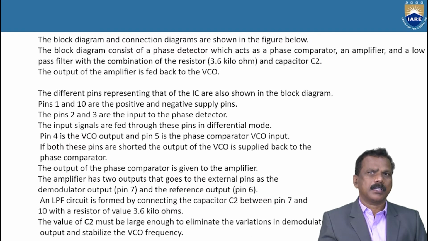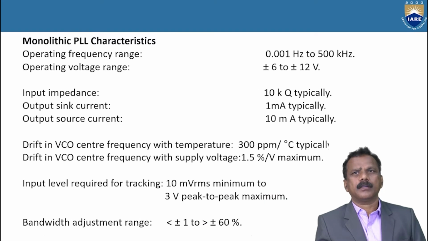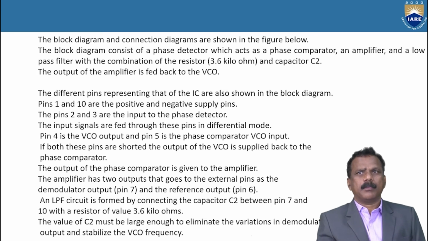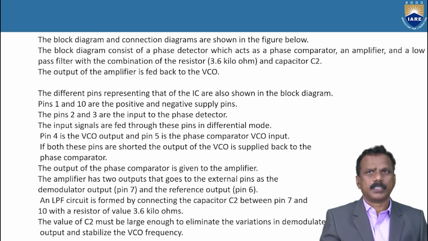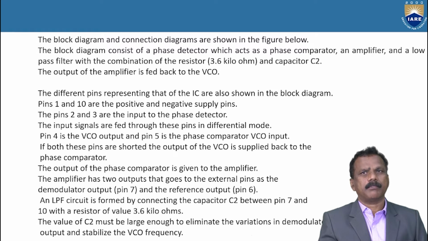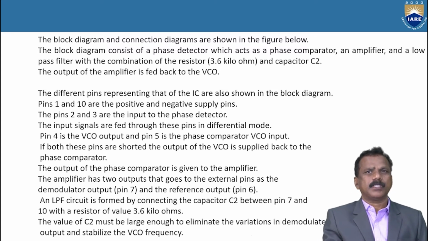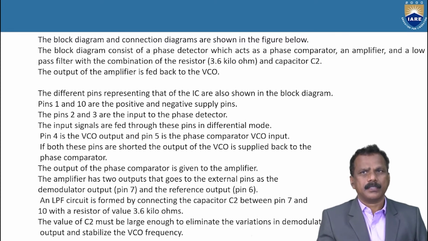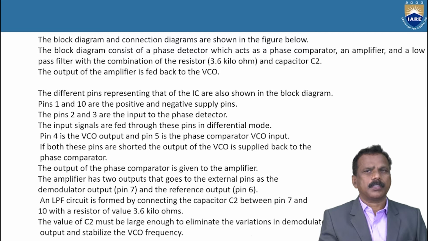Okay, here is the pin out diagram. Based on the block diagram, it consists of the phase detector, which acts as the phase comparator, an amplifier, and a low pass filter with the combination of the resistor 3.6 kilo ohm and capacitor C2. The output of the amplifier is fed back to the voltage control oscillator. The different pins of the IC are also shown in the block diagram.